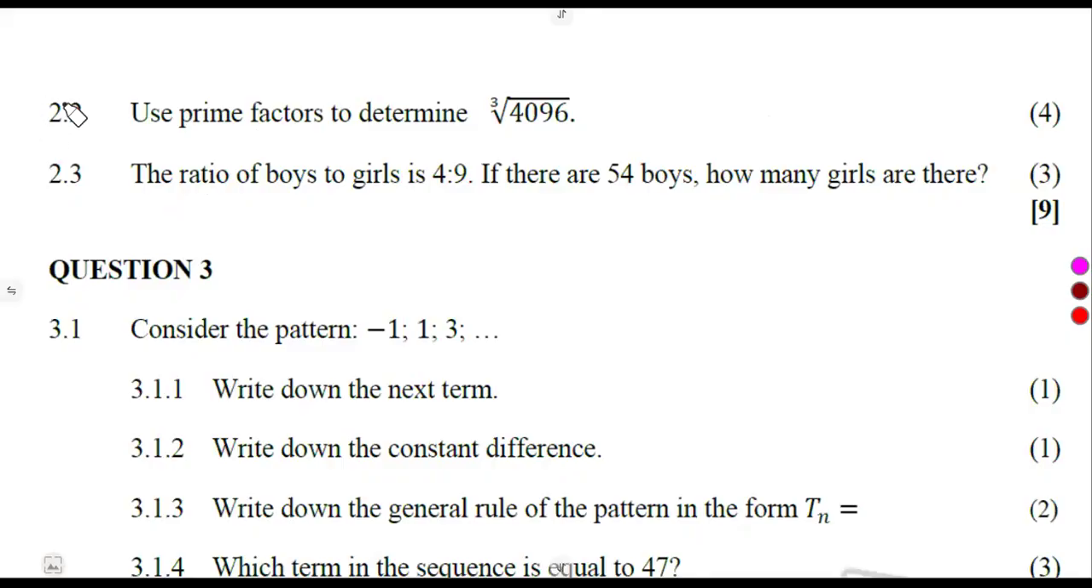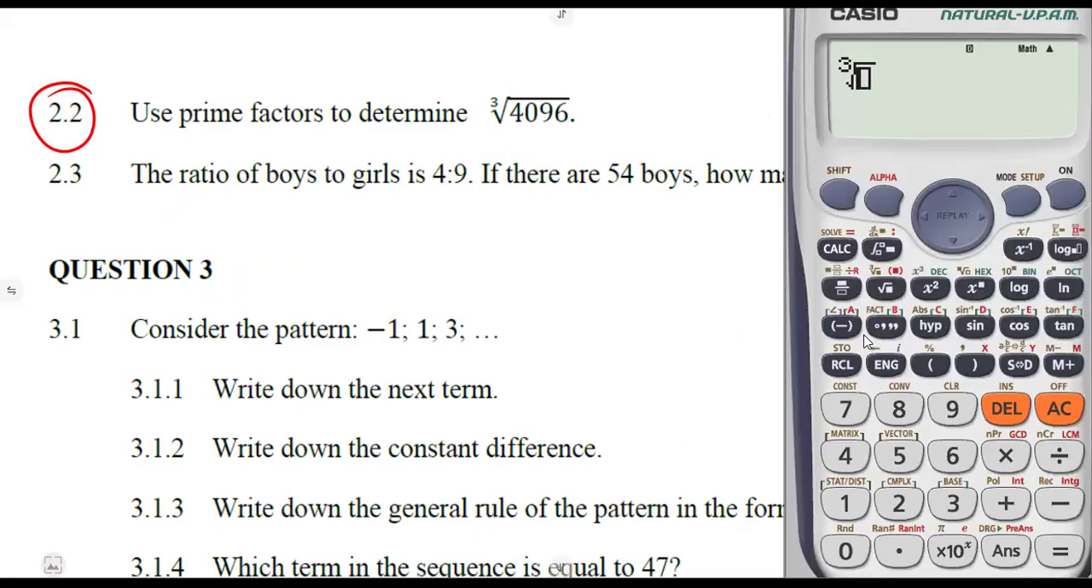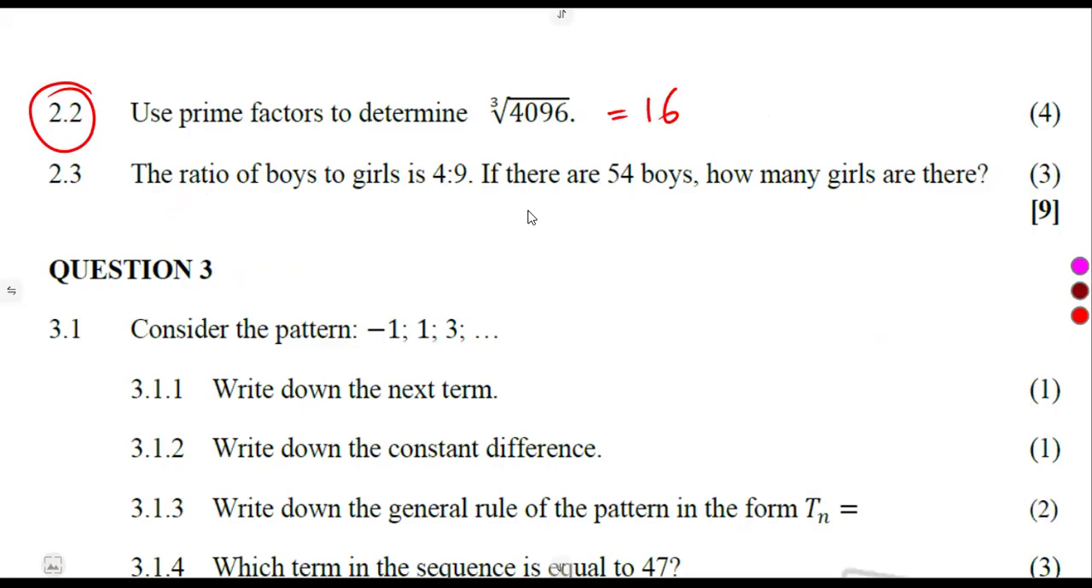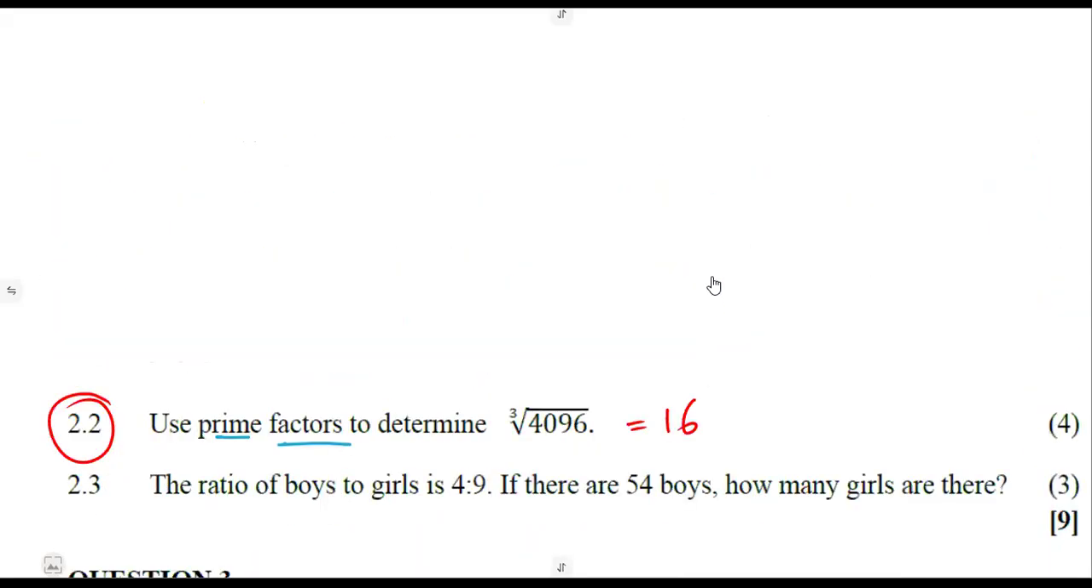So 2.2, use prime factors to determine the cube root of this. They don't want you to take your calculator and find the cube root of 4096 and say, I can have this one, the answer is 16. No. They say use something to do that. What is it that they want you to use? Prime factors. So guys, how do we use prime factors to find this?